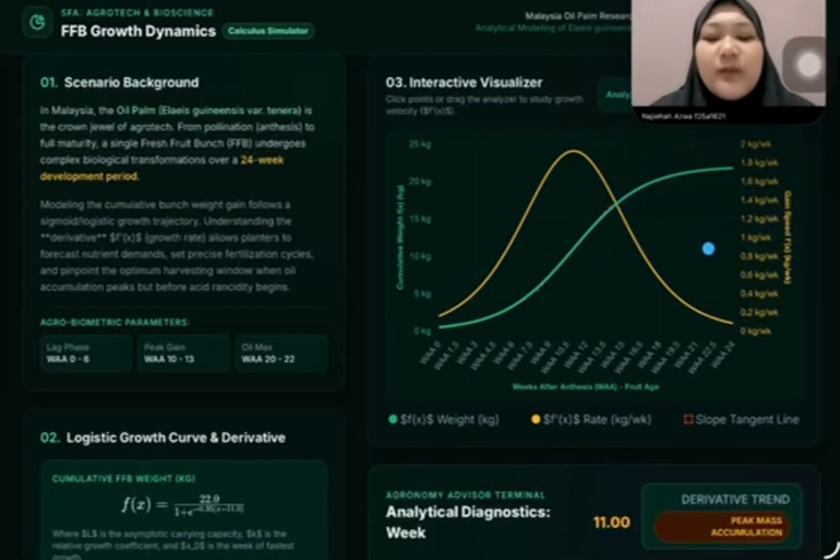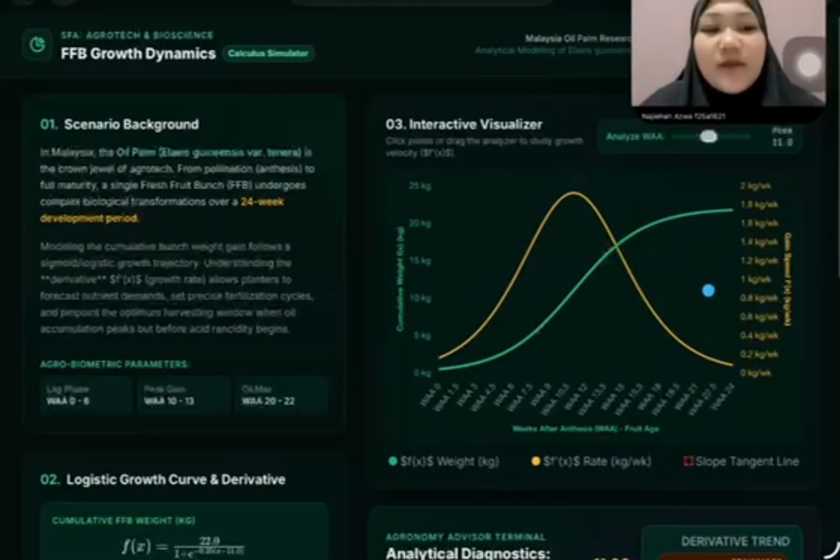This study is important because it helps improve plantation management and oil palm production. By understanding the growth pattern of FFB, planters can predict fruit growth, manage nutrients properly, choose the best harvesting time, and improve oil quality and yield.